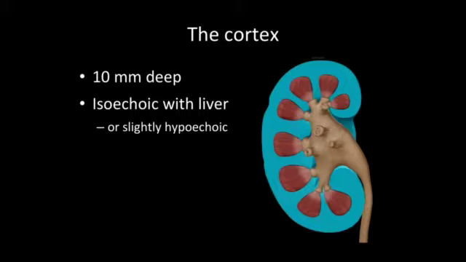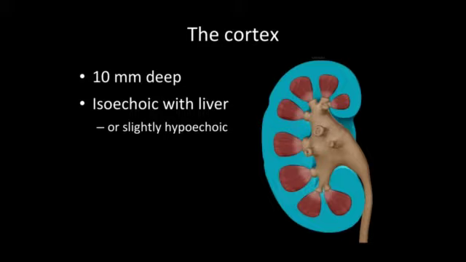The next thing we think about is the medullary pyramids. These are hypoechoic relative to the renal cortex, so they're darker than the renal cortex, and they drain into the collecting system and each one of them has its own cup-shaped calyx.